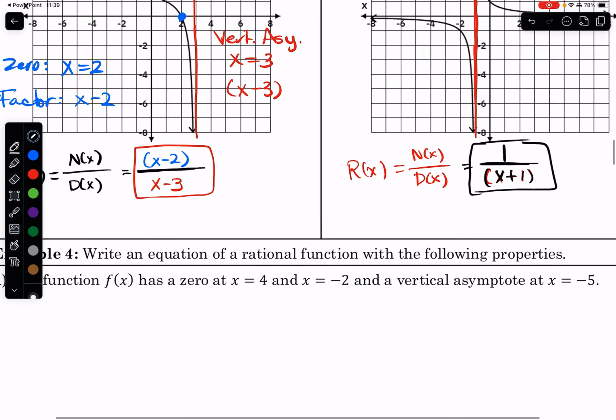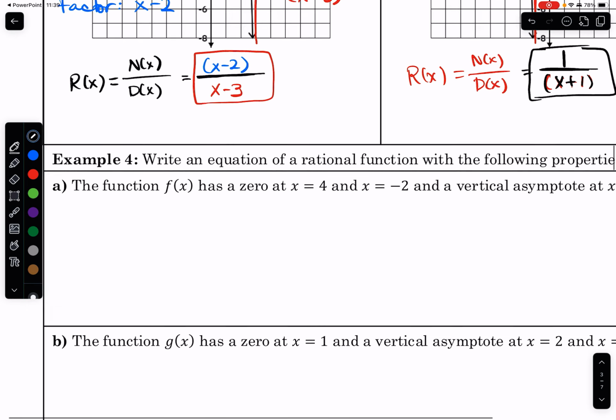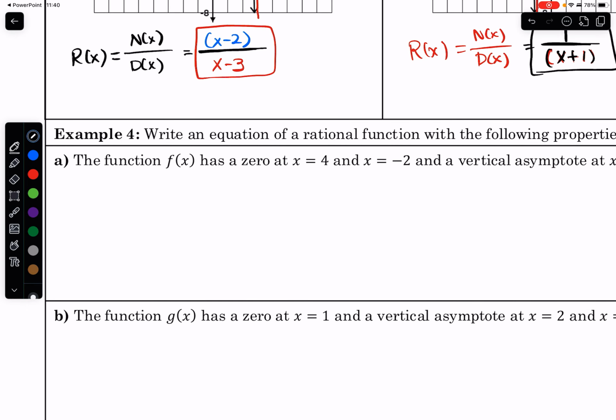Okay, now let's use the same strategy, but this time without the graph, just the information. The function has zeros at x equals 4 and x equals negative 2. Remember, our zeros, our x-intercepts, occur when n of x, the numerator, is equal to 0. So n of x is equal to 0 when x equals 4 and x equals negative 2. That means my factors are x minus 4 and x plus 2, the opposites of these numbers. So that's what our numerator function is going to look like: we multiply x minus 4 and x plus 2.